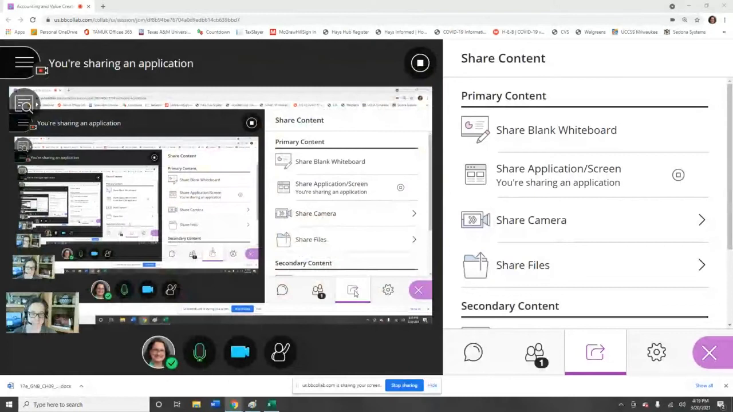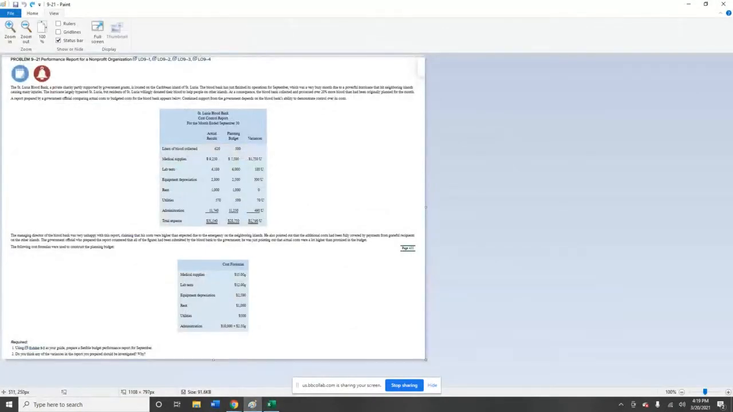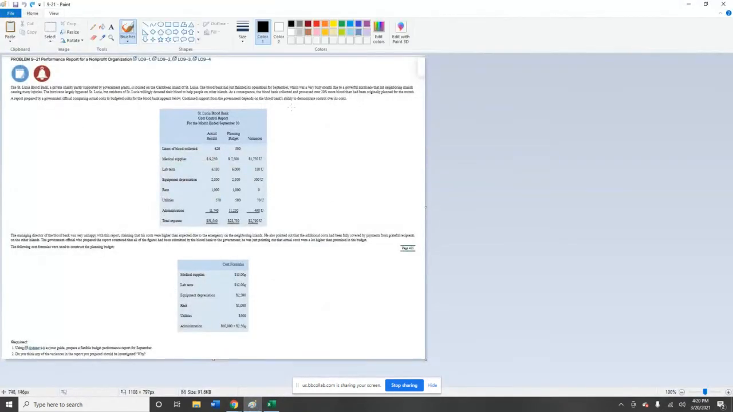Okay, there we go. All right, so first of all, let's look at the problem. So this is the problem, and it's a blood bank, and all they do is just collect blood and then they give it away. So their driver of everything is liters of blood collected.